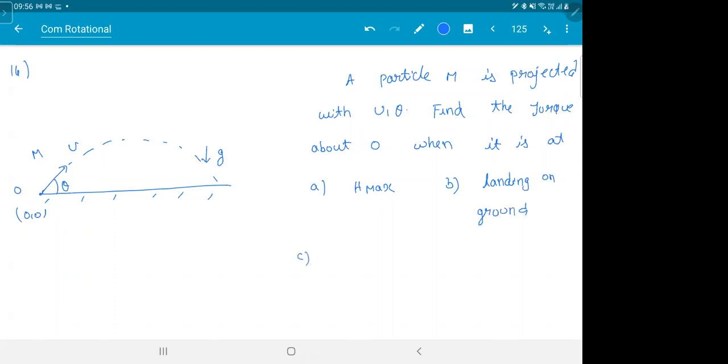at any time t. Three different questions. Meaning when it is at the highest point, when it is landing, at any random time, find the torque of the particle about O. This thing, you have to find the torque due to mg. Find the torque due to mg about the point of projection when it is at h max, when it is reaching the ground, when it is at any time.